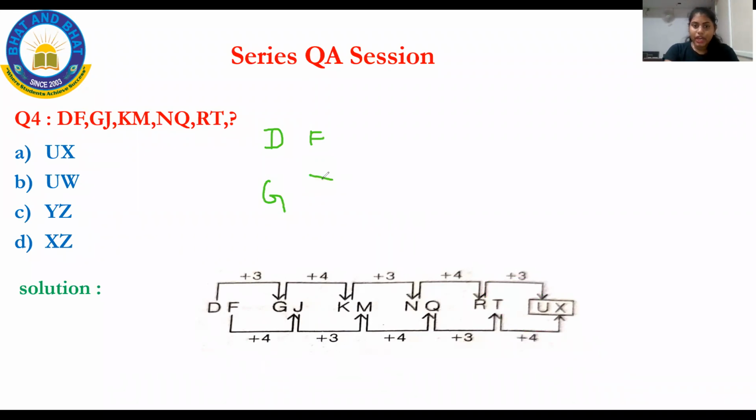Now find the difference. D to G, what is the difference? Plus 3. And F to J, what is the difference now? Plus 4. You can find out like this if you are confused. But keep in mind, you have to take odd to odd place, even to even place, when they have given a pair of alphabets. Did you understand the problem?